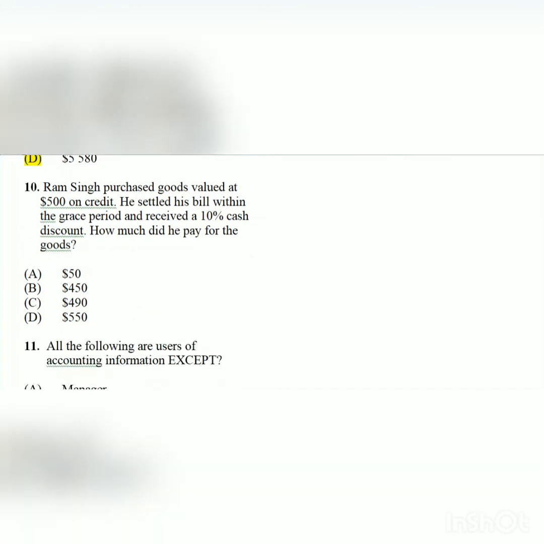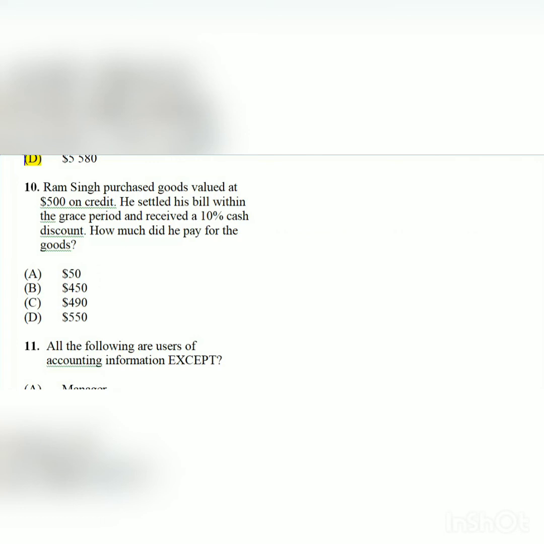So we want to look at question 10. And question 10 speaks to Ram Singh, who purchased goods valued at $500 on credit. He settled his bill within the grace period and received a 10% cash discount. How did he pay for the goods? So let's look at the question. Ram Singh received goods valued at $500 on credit, right? He settled his bill within the grace period, so he would have paid within the time given for him to make payments, and received a 10% cash discount.